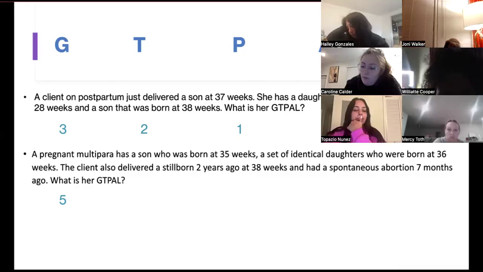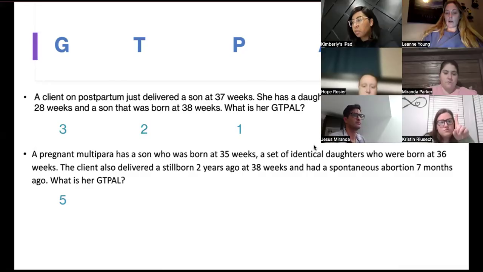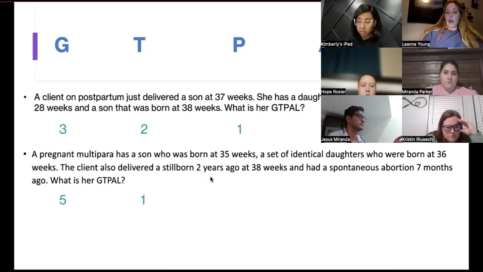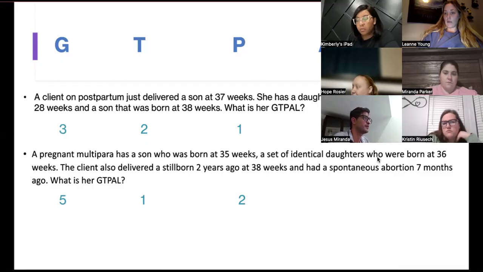How many term deliveries has this patient had? One. Correct. 1. How many preterm deliveries has this patient had? 2. Correct. 2. Because we have that 35-week boy who was born, and then the twin delivery still only counts as 1 delivery. So in this mnemonic, your G's and your P's for twins is just going to be one pregnancy and one preterm delivery.